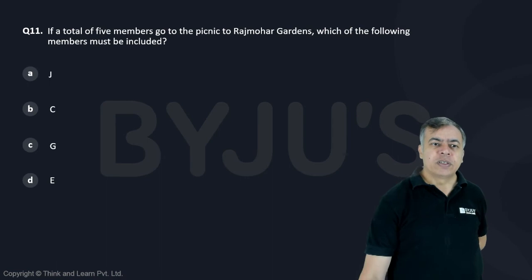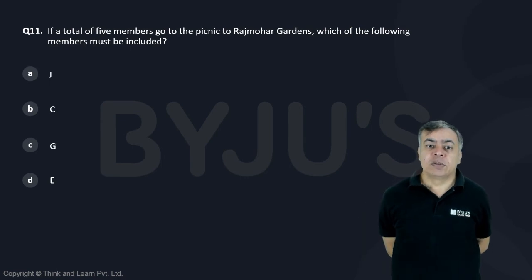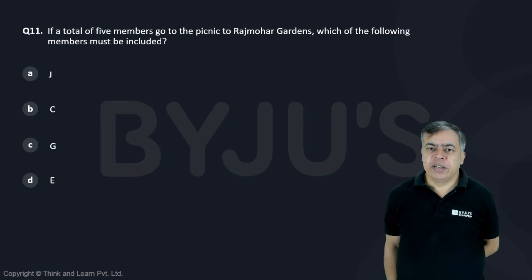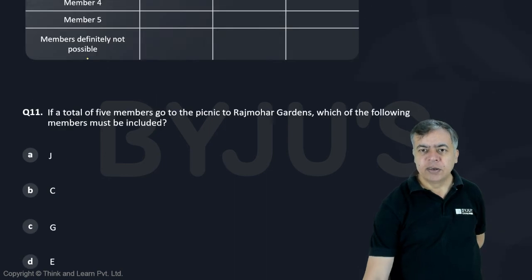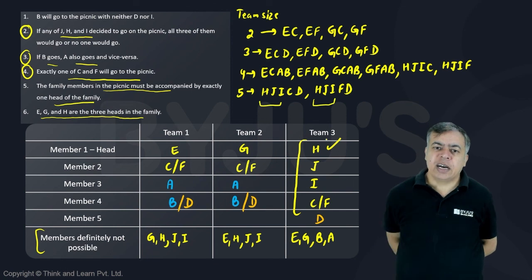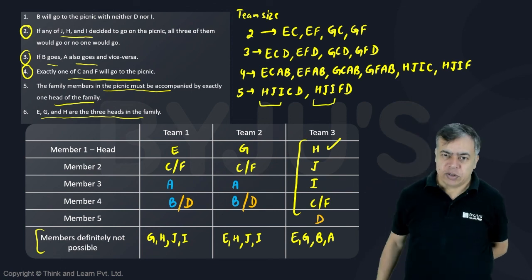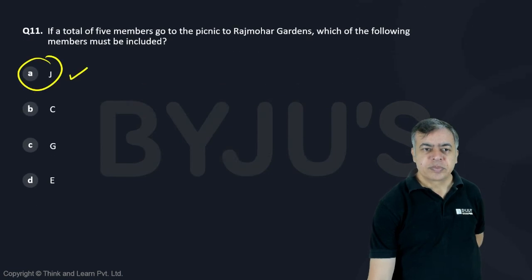And the first question is, if a total of 5 members go to the picnic, which of the following members must be included? In the 5 members, you know that it was team 3 and it was J which was compulsory. You can see here that in team size 5, H, J, I are compulsory members of team 5. That is possible only for team 3. Okay, where team size is 5, H, J, I are compulsory, so option A must be there.